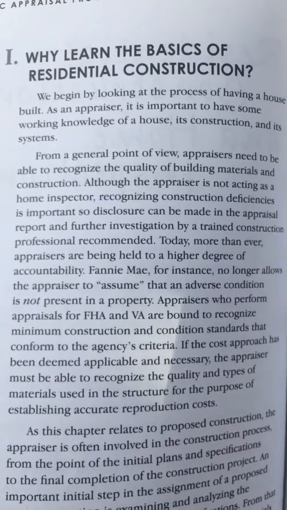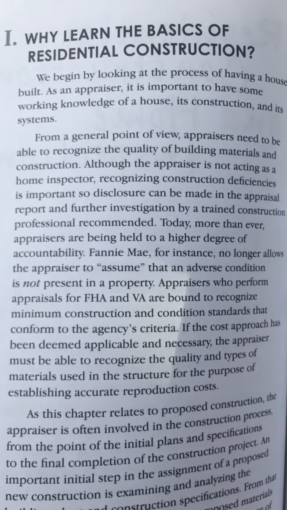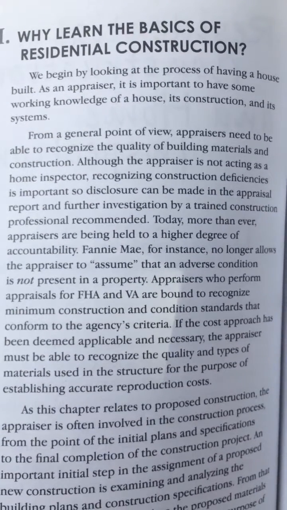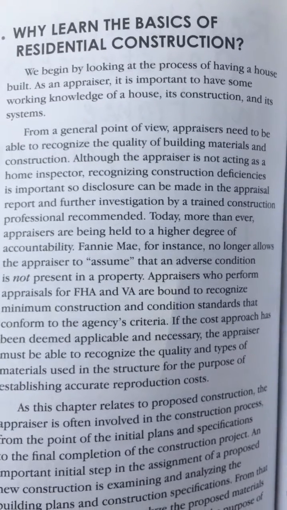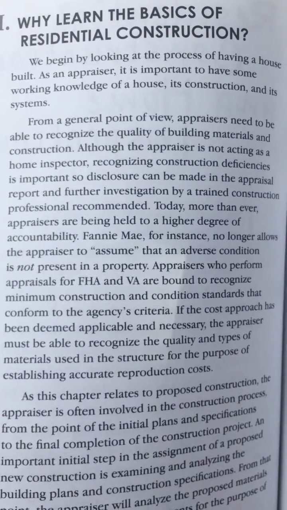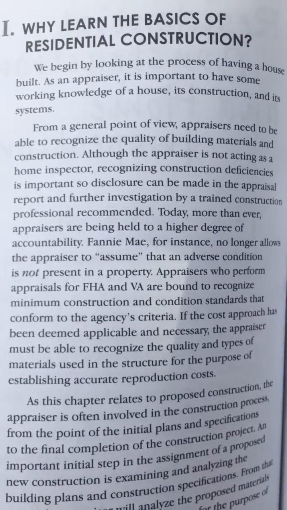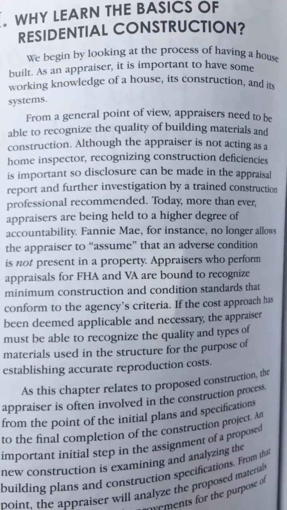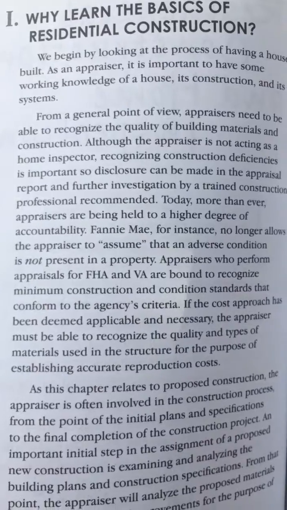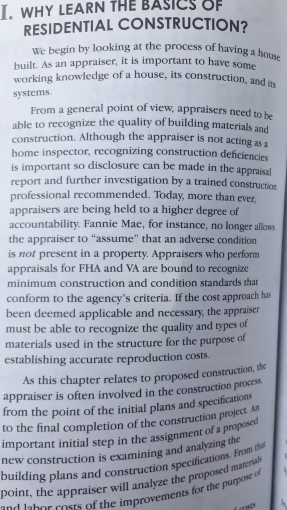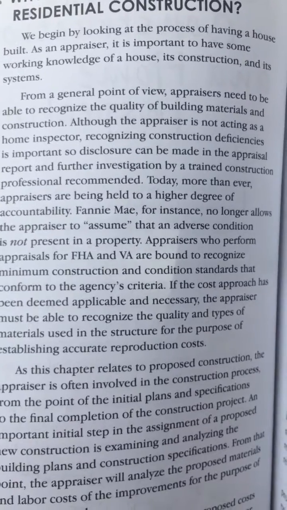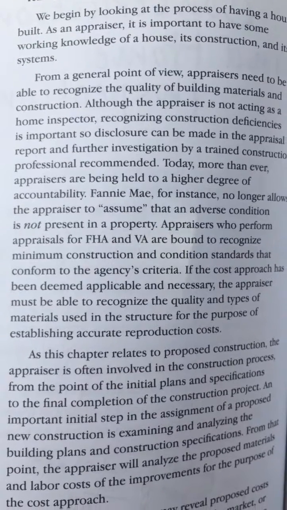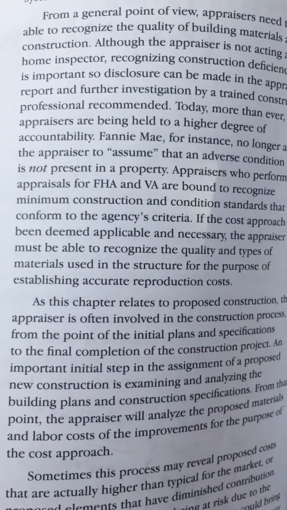Today, more than ever, appraisers are being held to a higher degree of accountability. Fannie Mae, for instance, no longer allows the appraiser to assume that an adverse condition is not present in a property. Appraisers who perform appraisals for FHA and VA are bound to recognize minimum construction and condition standards that conform to the agency's criteria. If the cost approach has been deemed applicable and necessary, the appraiser must be able to recognize the quality and types of materials used in the structure for the purpose of establishing accurate reproduction costs.